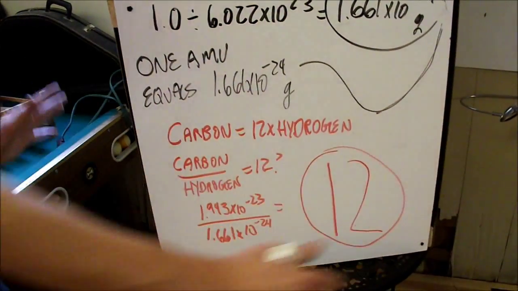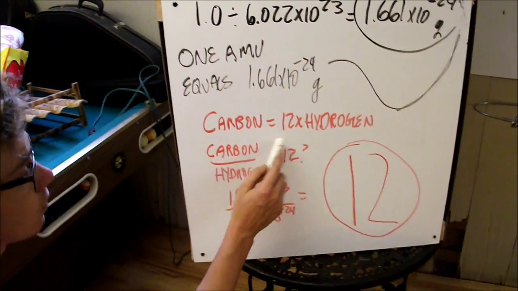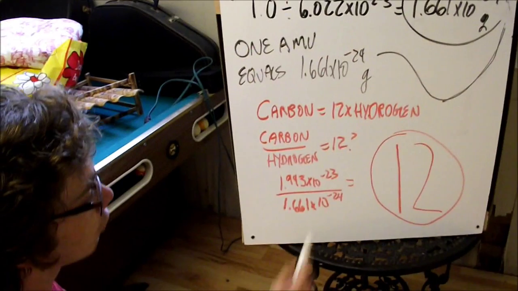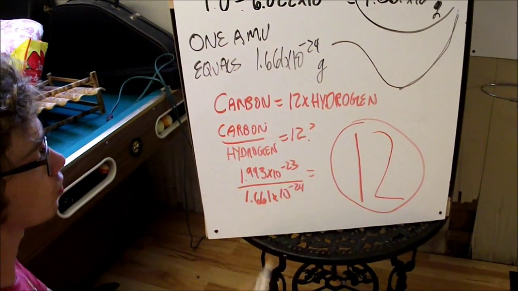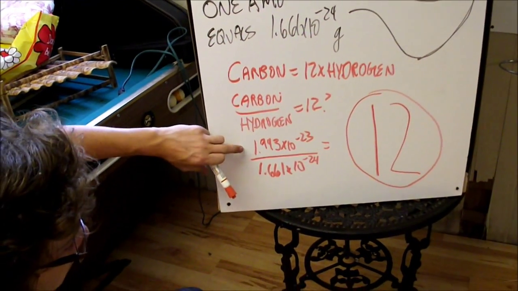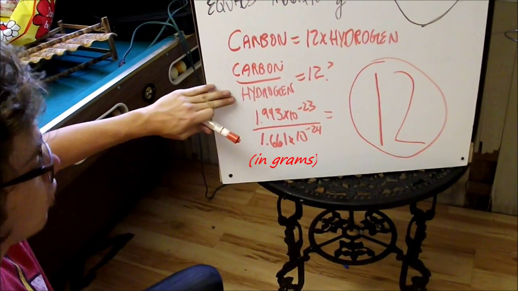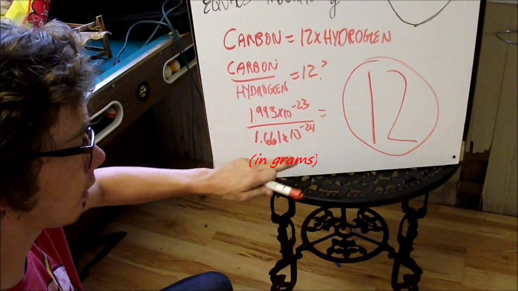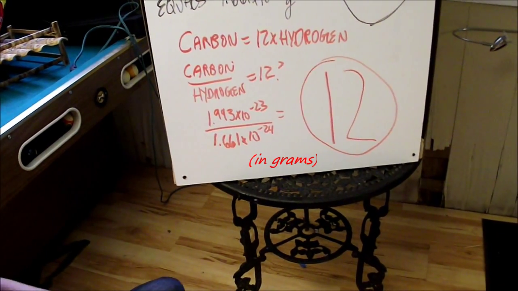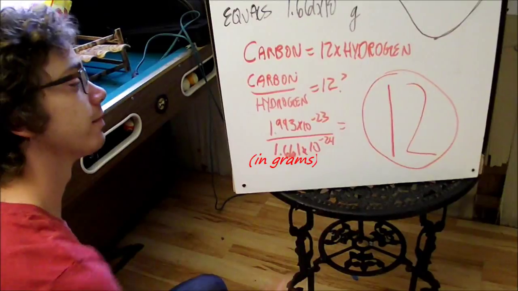For a final mental test, carbon equals 12 times hydrogen. So if we get carbon over hydrogen, we should get 12. So if we divide the mass of a carbon atom, 1.993 times 10 to the negative 23, by the mass of a hydrogen atom, 1.661 times 10 to the negative 24, we should get a number that's been very popular today, 12. Thank you.